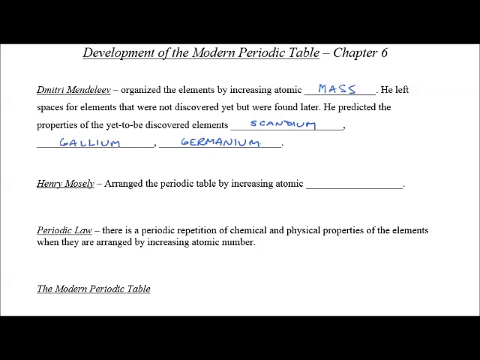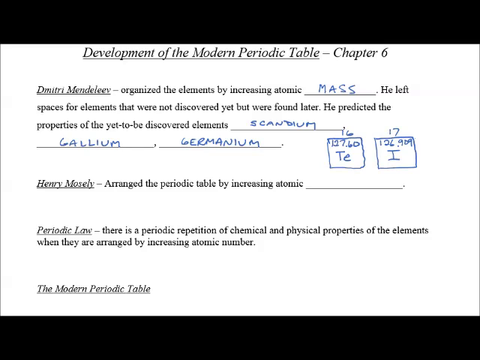However, he had some issues. For instance, if we look at group 16 and group 17, group 16 has the element tellurium, and group 17 has the element iodine. Tellurium's atomic mass is 127.60. However, iodine's atomic mass is 126.909. So iodine, in order to be placed in group 17, which is where it belongs because it's chemically similar to group 17, had to be switched with tellurium.